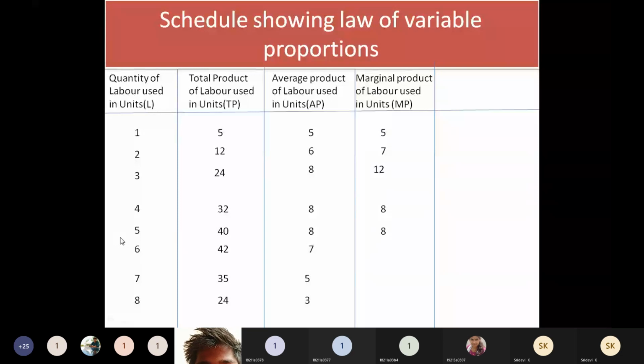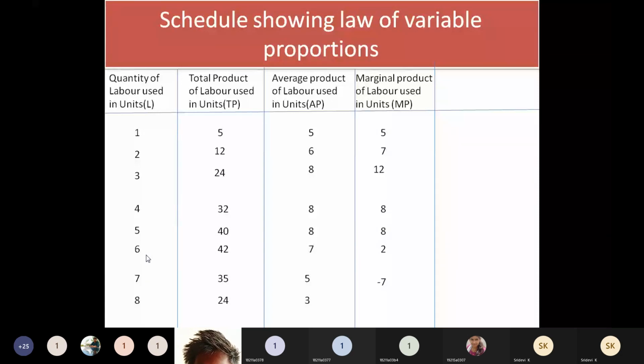When you go for the fifth one here, see, it is the same as at the fourth worker. 8 and 8. 40 minus 32 is 8. Okay. So when you add the sixth one, what is the marginal product? Only 2 products were added. So by adding one more worker, 42 minus 40. So this is how marginal production will be; marginal output will be helping you. What is the additional production that you have added to your total production by adding the additional worker.